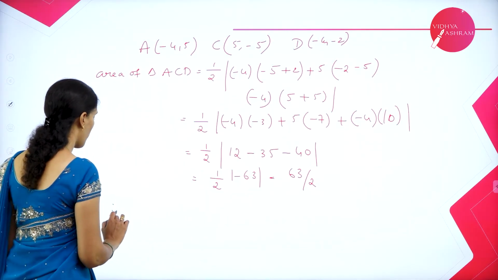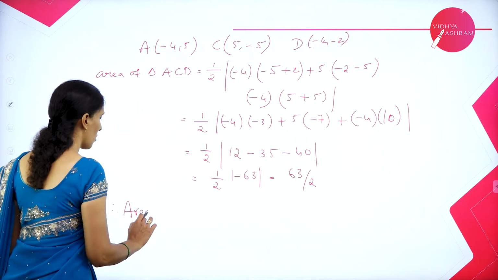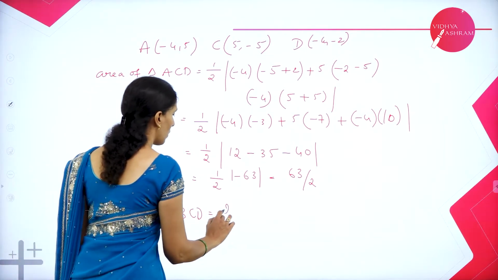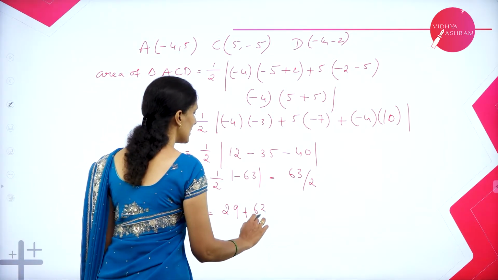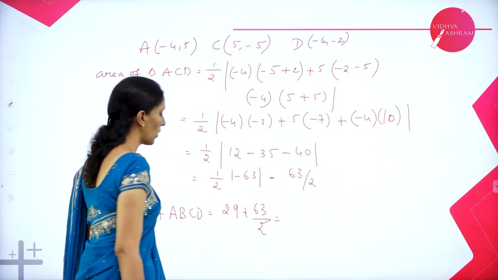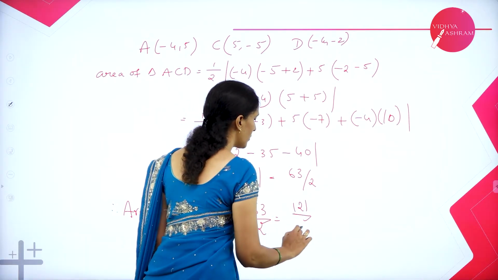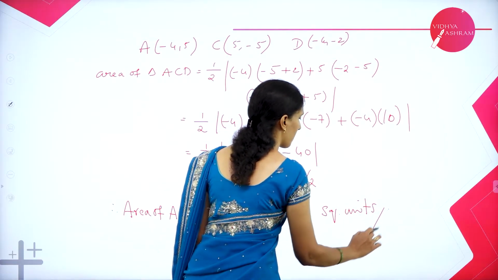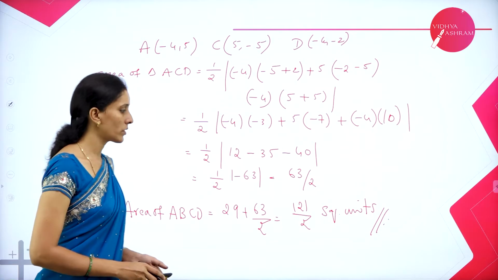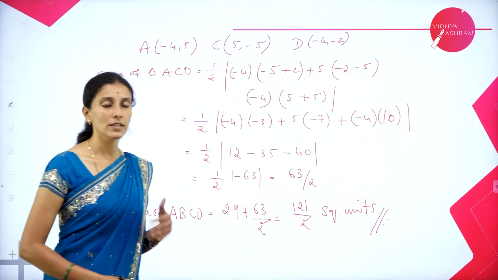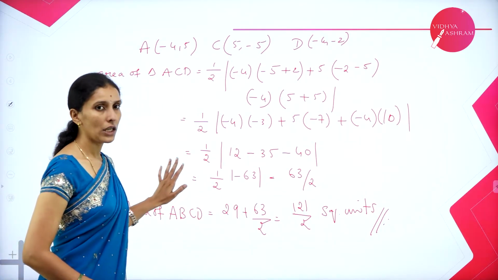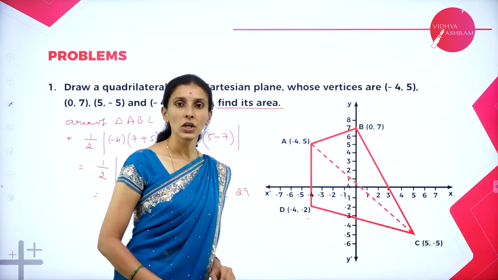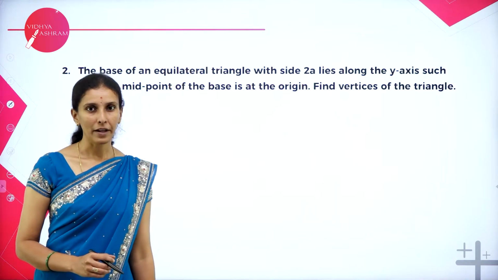So therefore, area of ABCD is equal to 29 plus 63 by 2, that is equal to 121 by 2 square units. Since this is area, we use the units as square units. So this is how we calculate using the area of triangle formula to find the total area of the quadrilateral. Next we have one more question.